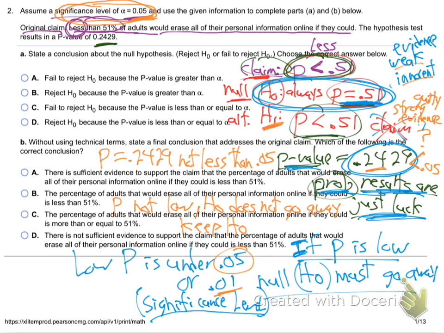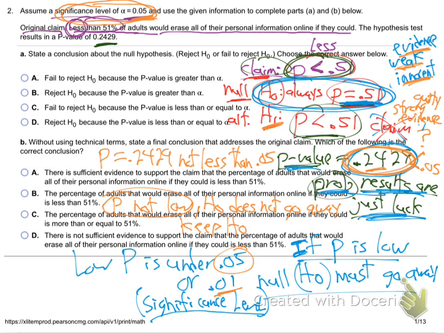If you have weak evidence, if evidence is weak, you stay with innocent. Well, that's what we're doing here. In this problem, the p is not low. There's a 24% chance that these just could have been lucky results. We could have just got a lucky group of adults.